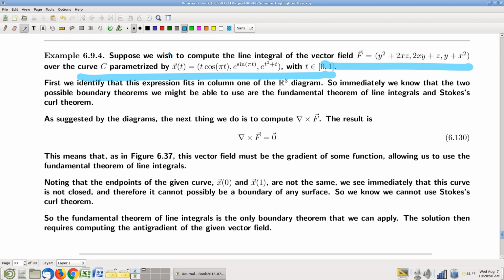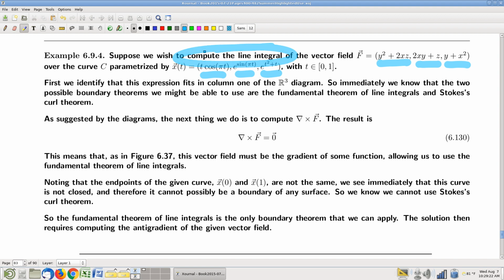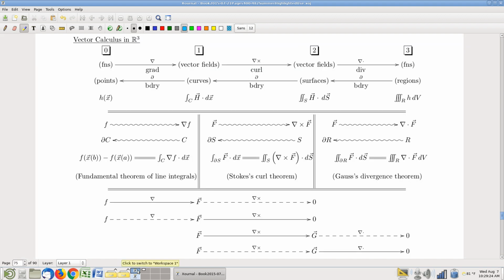Step 1, what diagram am I in? Is this an R2 problem or is this an R3 problem? Well, my vector field has 3 components. My parameterization has 3 components. Well, they'd better have the same number of components. Right? So either of these could be taken as the giveaway that we're in the R3 context. This is a curve in R3, a vector field in R3. We're computing a line integral in R3. So here we are in the R3 diagram.